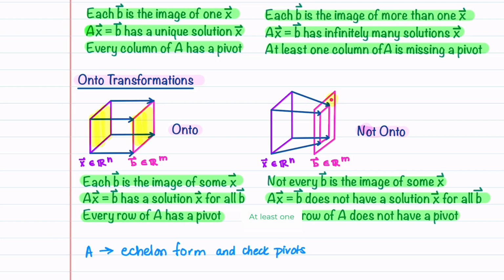To determine if a matrix is one-to-one or onto, in practice, here's what you're going to do. You're going to take your matrix A, you're going to put it in echelon form, because echelon form tells us what type of solution we have, and we're going to check the pivots. If every column has a pivot, our transformation is one-to-one, and if every row has a pivot, our transformation is onto.